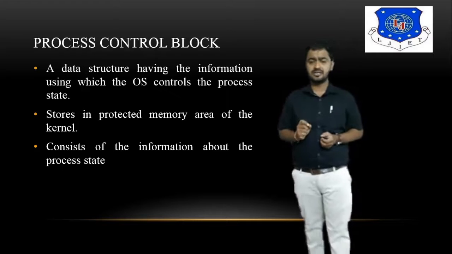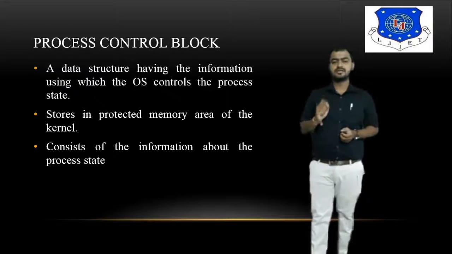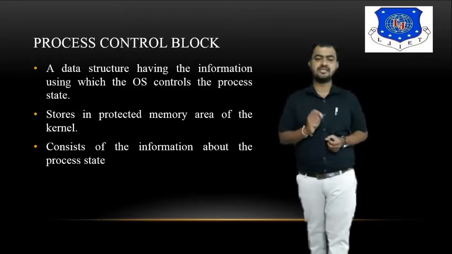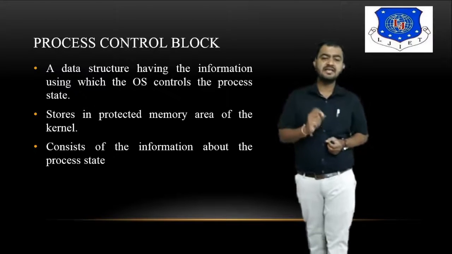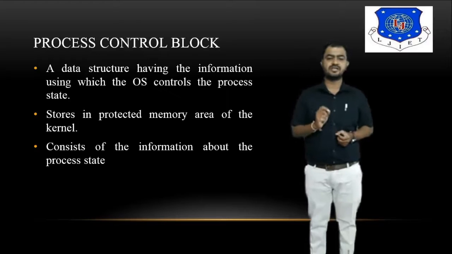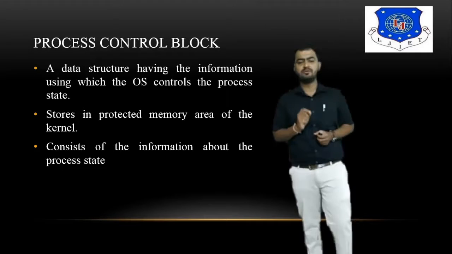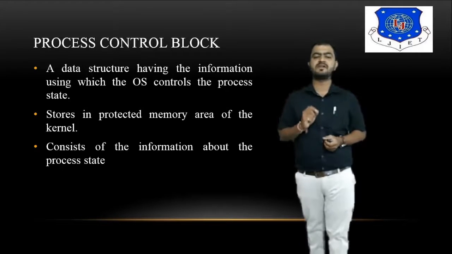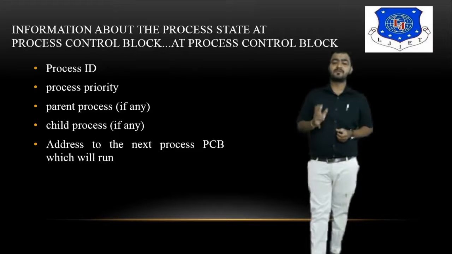As I already told you, the main objective is very clear: you have to check every time that your process state is observed and controlled with the help of the process control block. So basically, the main task of the PCB is that the OS controls the process state. It is stored in the protected memory area of the kernel and consists of information about the process state. So each and every time it gives the information about the process state, and it also continuously protects the memory area of the kernel.